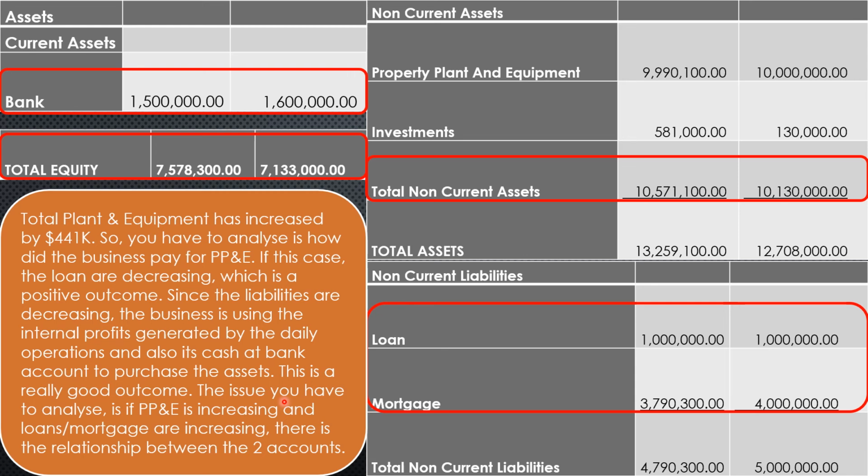Now, if you're looking on the flip side of this, if this was increasing and this was decreasing as well, and the mortgages were increasing, well then that is a very bad situation for the actual business. And that is the relationship between the loans, in other words the liabilities, the assets, and the bank account.